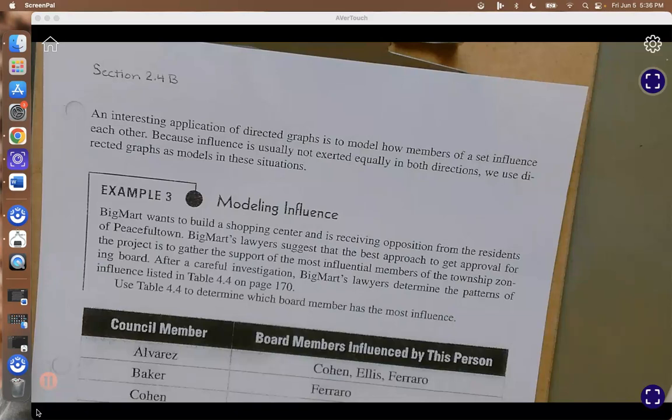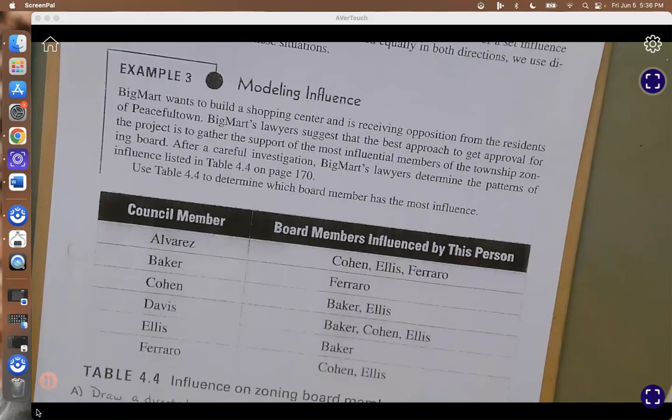these situations. For example, Big Mart wants to build a shopping center and is receiving opposition from the residents of Peaceful Town. Big Mart's lawyers suggest that the best approach is to get approval for the project to gather support from the most influential members of the township zoning board. After careful investigation, this sounds above board, right? Big Mart's lawyers determine the patterns of influence listed in this table below. Use the table to determine which board member has the most influence.